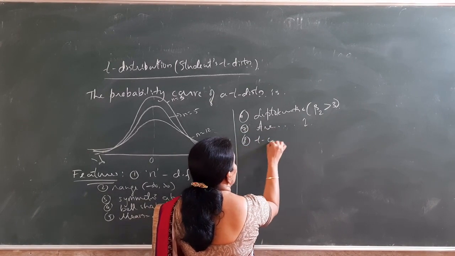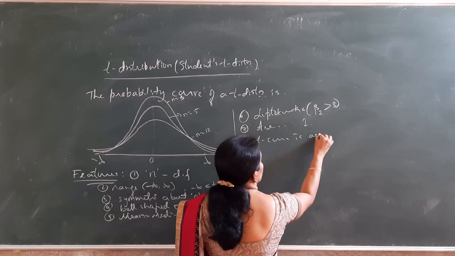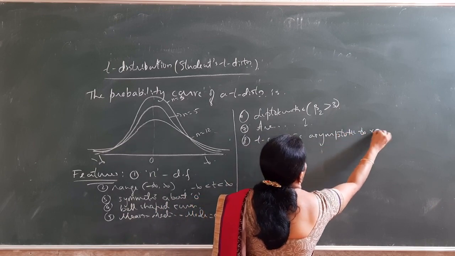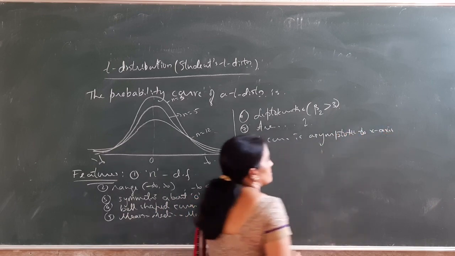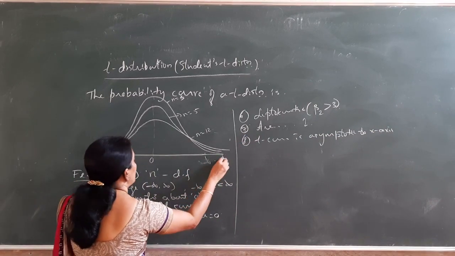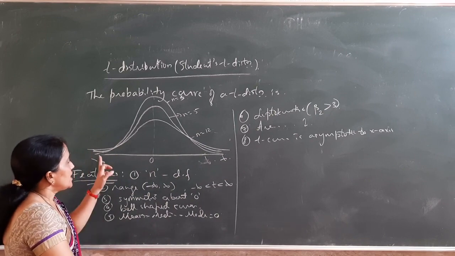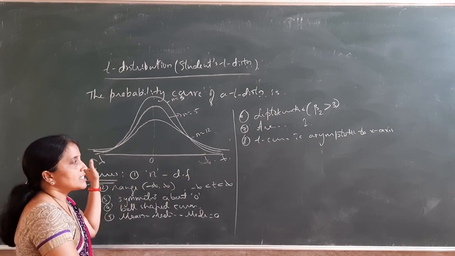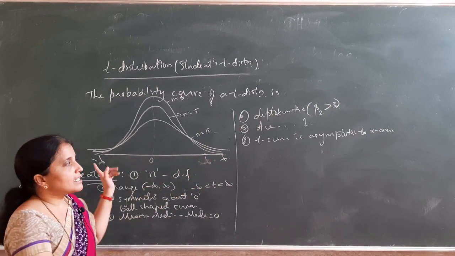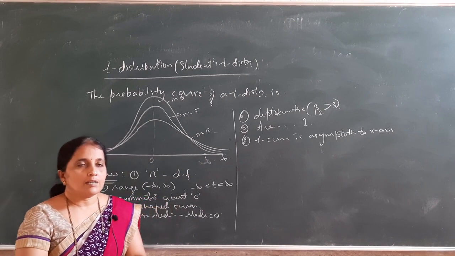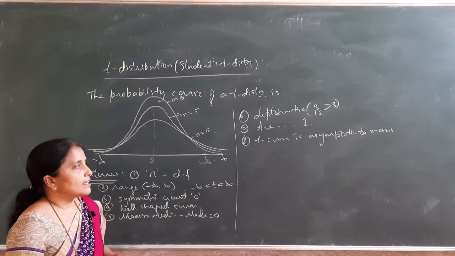And the t curve is asymptotic to the x-axis. Is it asymptotic? Yes, because we can observe that both ends of the t curve touch the x-axis only at minus infinity and plus infinity, and hence we can say the t curve is asymptotic to the x-axis.